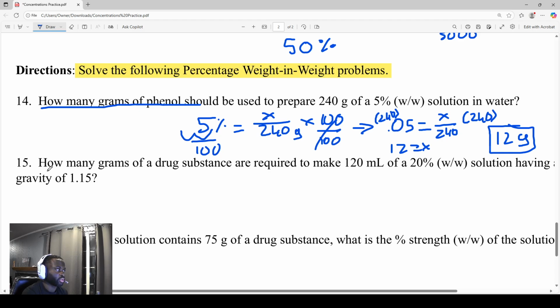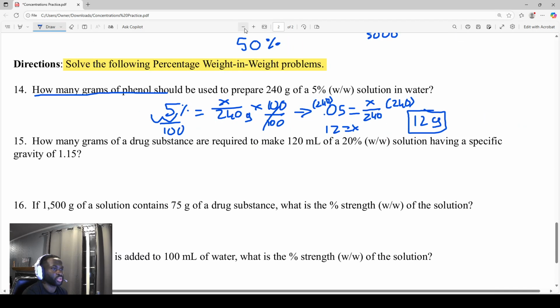Now, we're being asked how many grams of a, let me zoom out so we can see the whole question. How many grams of a drug substance are required to make 120 milliliters of a 20% solution having a specific gravity of 1.15? So we're given our liquid, the totality of it in milliliters, sorry. So we need to use the specific gravity to convert it to grams so we can use our formula properly.